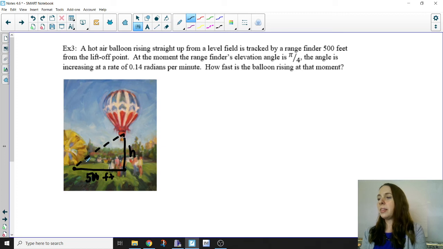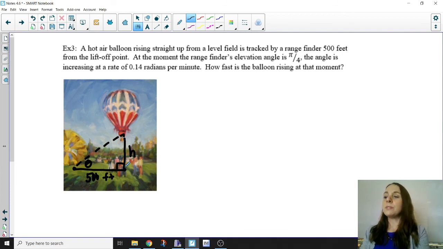And that is changing as well as the balloon rises, right? This angle is changing, so we should have a variable here like theta. Theta is a good one to use. I'm going to put a right angle symbol right there. So this is fun because we just got to put all of that stuff into this cute little picture, right?